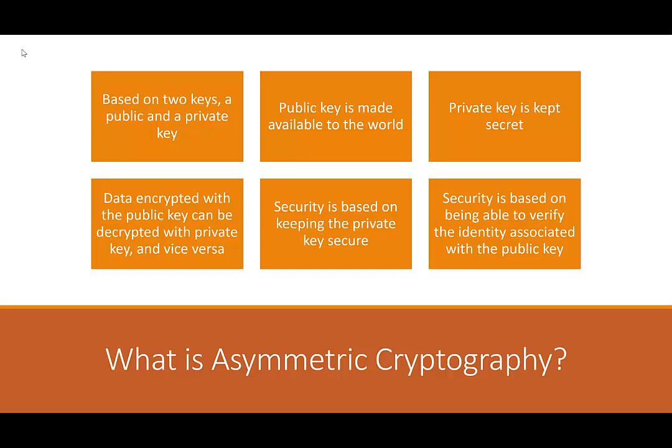Data encrypted with the public key can be decrypted with the private key, and vice versa. So again, if you encrypt something with the private key, it can be decrypted with the public key. If something is encrypted with the public key, then it can be decrypted with the private key. So there is a relationship in terms of encryption there. And security is based on keeping the private key secure, which we kind of talked about already.